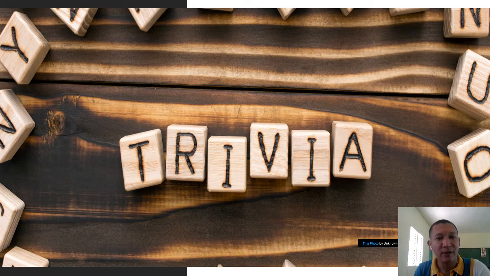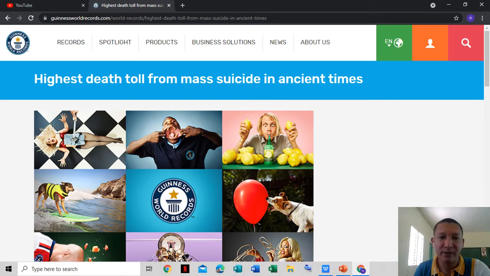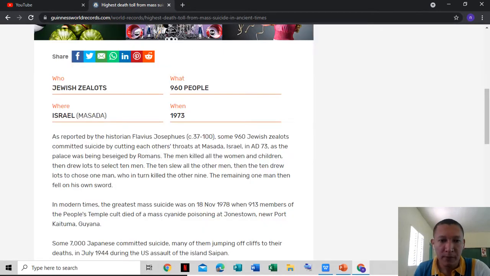Trivia. So, nag-search ako sa Guinness World Record. Highest death toll from mass suicide in ancient times. Pero, mas na-curious ako dito in modern times. Nakalagay dito, the greatest mass suicide was on 18 November 1978 when 913 members of the People's Temple cult died of a mass cyanide poisoning at Jonestown, Guyana.